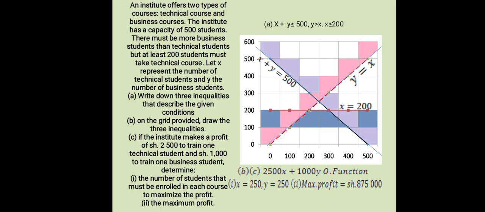A. Write down 3 inequalities that describe the given conditions. B. On the grid provided, draw the 3 inequalities. C. If the institute makes a profit of 2,500 shillings to train one technical student and 1,000 shillings to train one business student, determine 1. The number of students that must be enrolled in each course to maximize the profit. 2. The maximum profit.